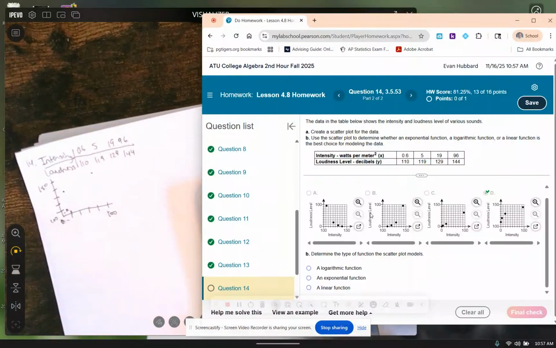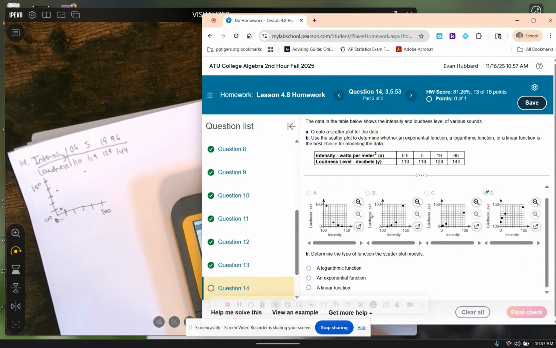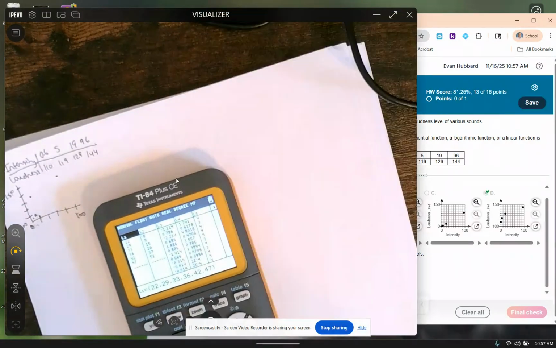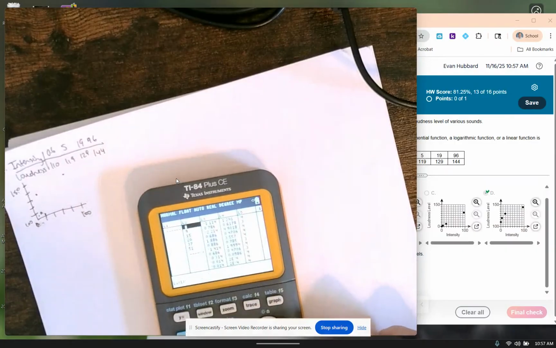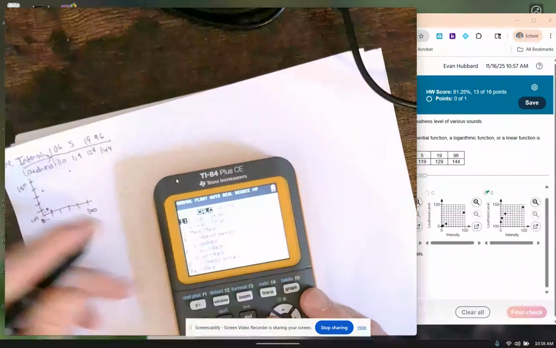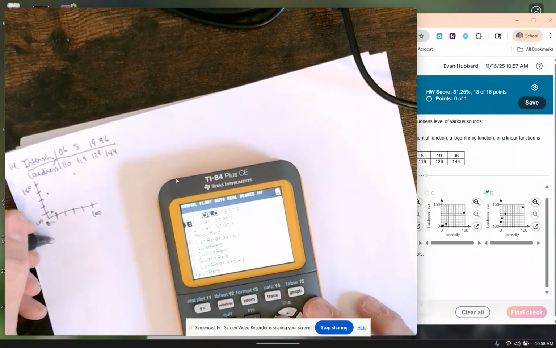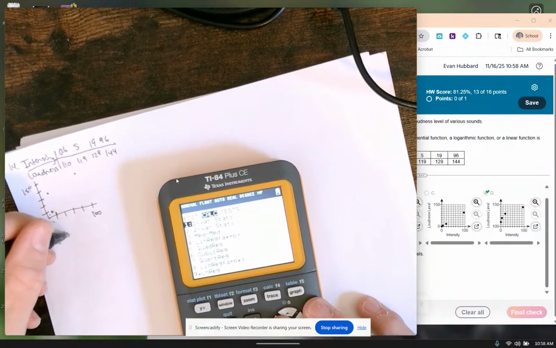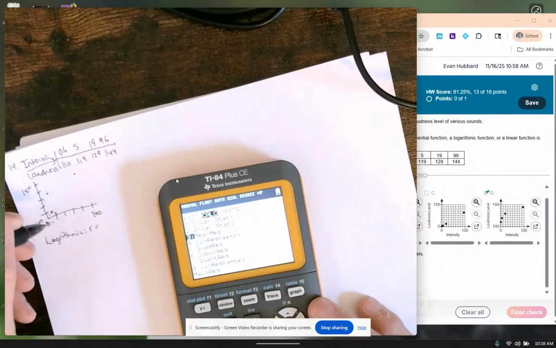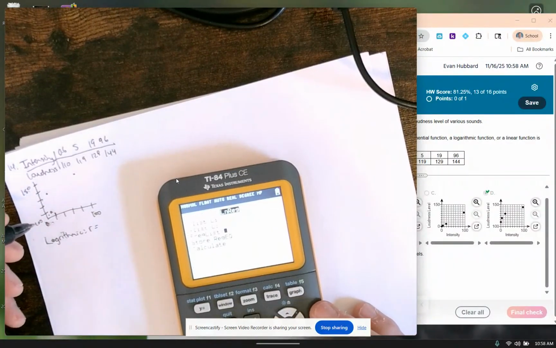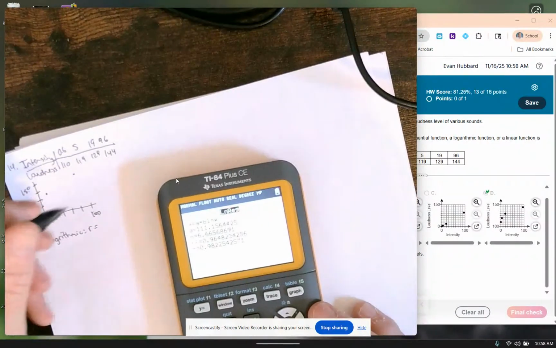So I'm going to go to stat, enter, go to the top, press clear, press down, select the list, clear down. I'm going to do it on there so you could see it. 0.6, 5, 19, 96, and then 110, 119, 129, 144. Stat, calc, ln reg, so log. I'm going out of order, but it doesn't matter what order you're in. I have a feeling it's going to be the logarithmic one. And R is 0.982.